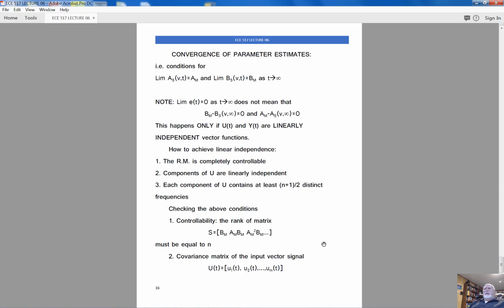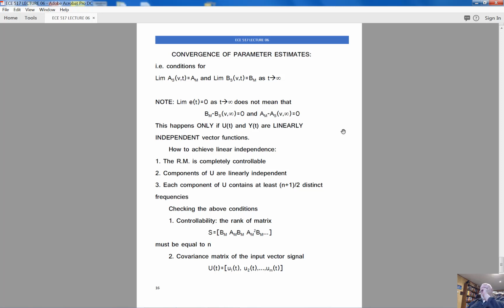How about the convergence of parameter estimates? How about conditions for turning matrix A of the adjustable system into matrix AM, and matrix B of the adjustable system turning into matrix BM as time approaches infinity? You know, the condition that error is zero as time approaches infinity is a typical condition for perfect asymptotic adaptation. Unfortunately, it does not mean that discrepancy between matrix B and matrix A for the adjustable system and reference model will also approach zero. It's not true. It happens only under certain conditions. It will happen only if vector U and vector Y are linearly independent vector functions.